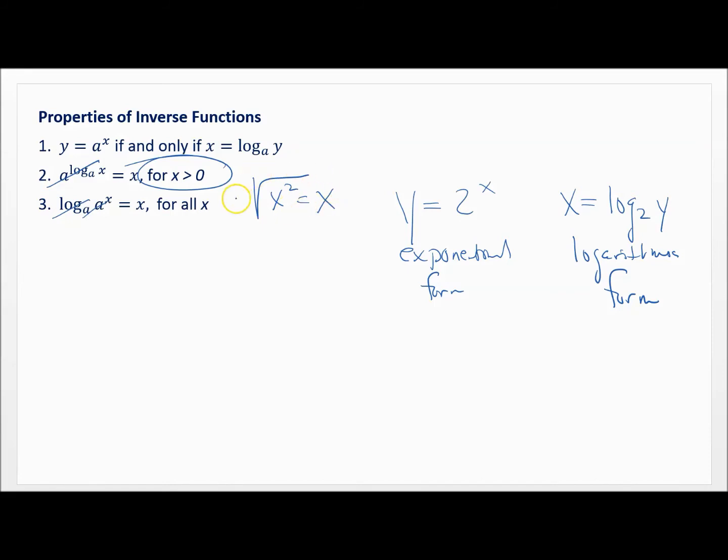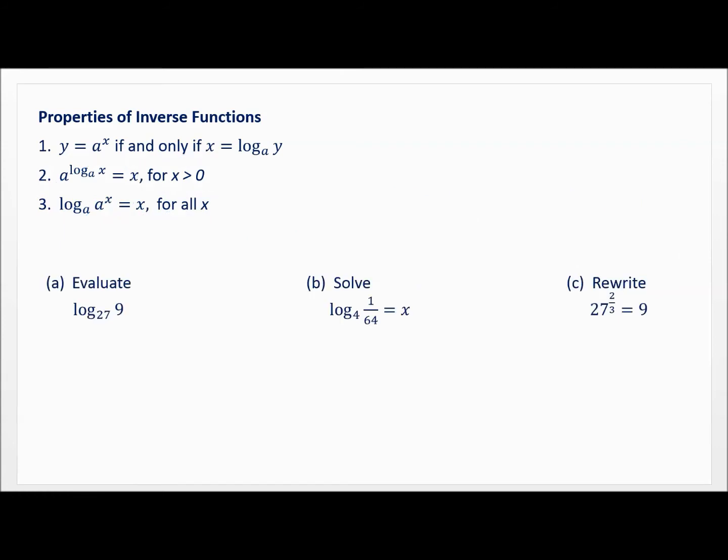Again, it's no different than if I switch this around and say the square root of x squared is equal to x. And again, in this case, x has to be greater than 0. Notice here it says this is true for all x. You know why? Because you're not taking the logarithm of a negative number here. A is always a positive value, so those can cancel and give you all x values.